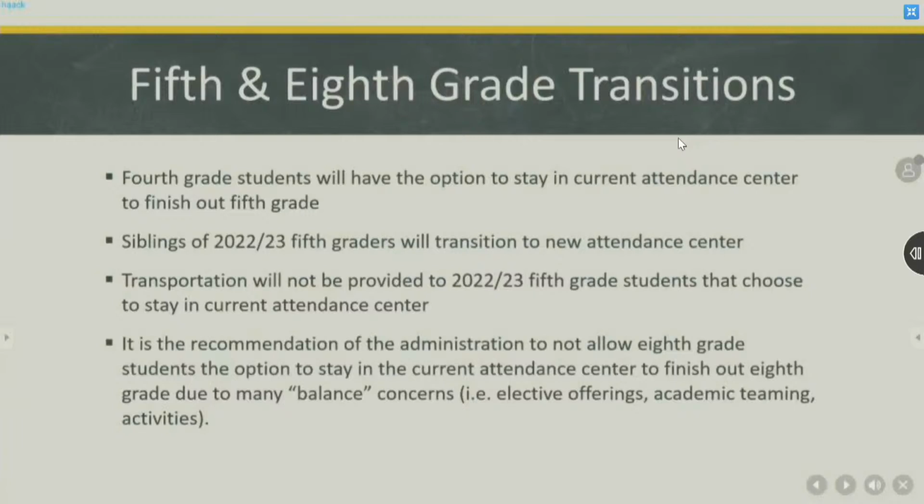That's an option. 8th grade, we're recommending as administrators to the Board of Education not to allow that transition, not to allow that separation. And here's why. There are really kind of 3 areas down there: elective offerings, academic teaming, and activities. Okay, we'll go backwards and forwards. We're not really trying to build a super 8th grade basketball team, okay? So we're not transitioning and staying here because of activities.